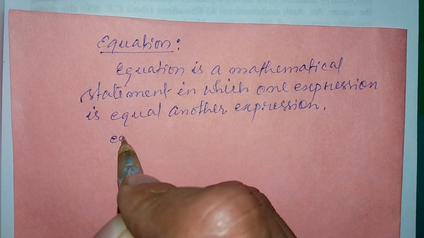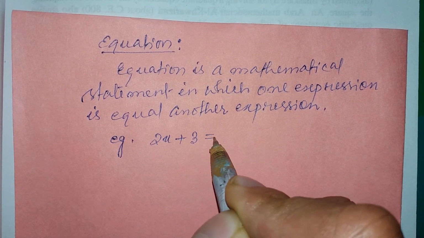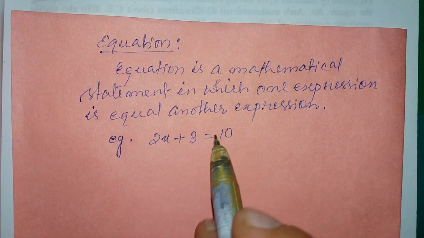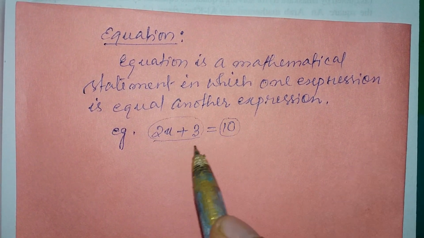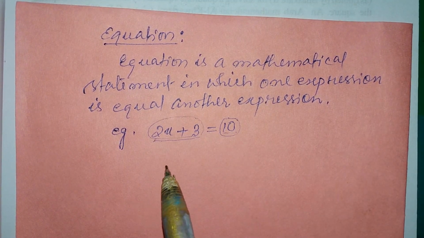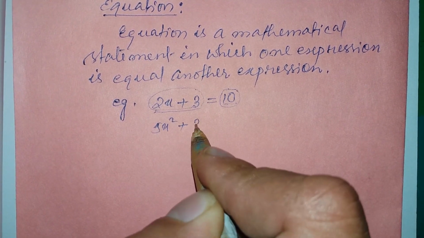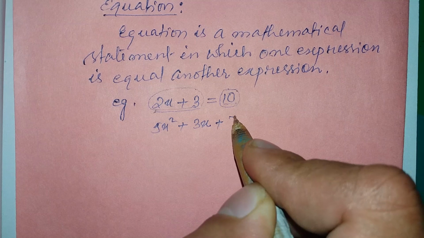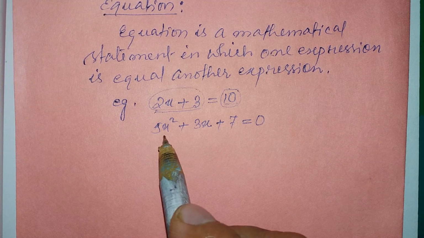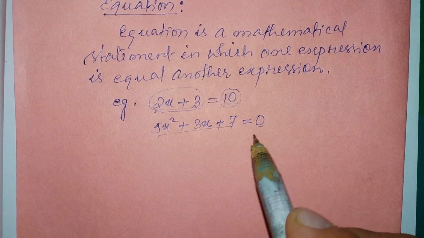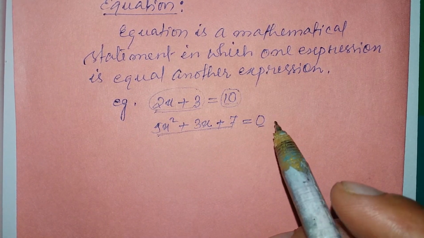Okay, example here. Let's say 2x plus 3 is equal to 10. Now here this is an equation. Here in this equation, this expression is equal to this expression. So we have one expression equal to another expression. Okay, another example. 5x squared plus 3x plus 7 is equal to 0. Now this is also an example of equation. We have here this expression is equal to this right hand side expression. So we have left hand side expression here and we have right hand side expression here.